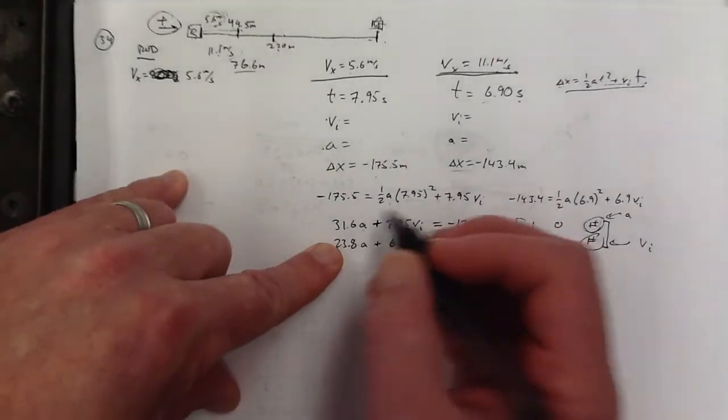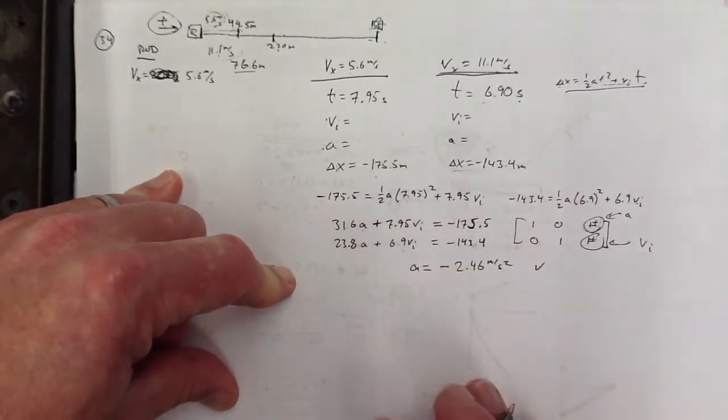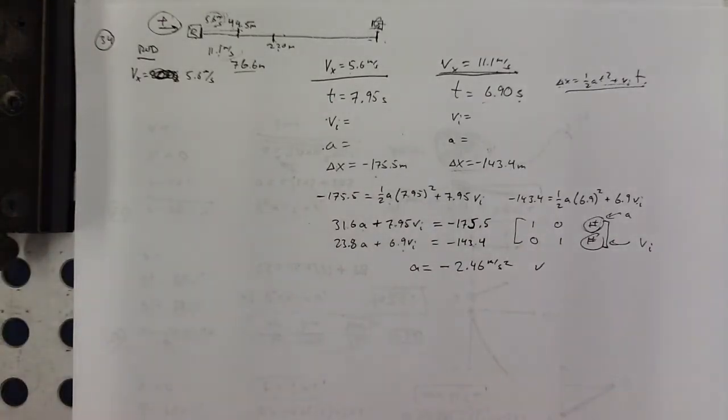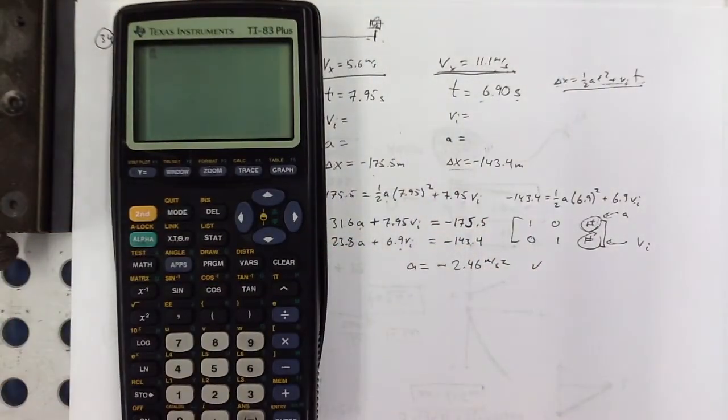You could also do substitution. You could solve for vi or a and then substitute in the other one. But I just want to give you one more technology trick. That's not a trick, it's a mathematical tool.